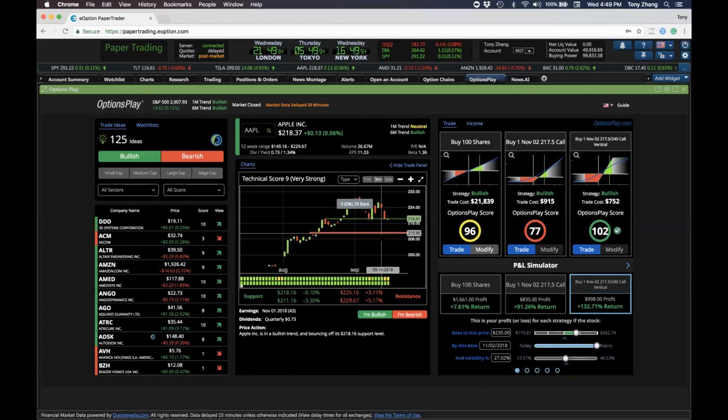But what happens if I'm wrong, right? We don't have a crystal ball. The stock can easily plummet. Let's say it goes back down to 205, which is where it was just a few weeks ago. What happens if we're wrong on this trade? What happens if the stock goes down to 205?